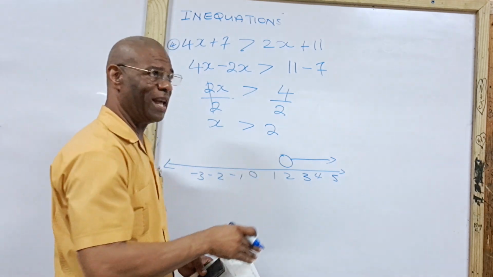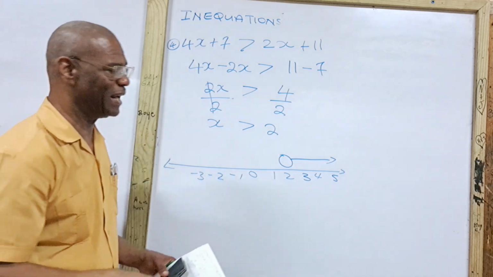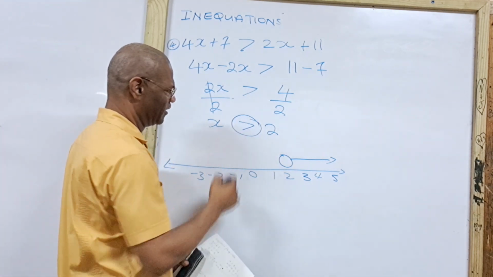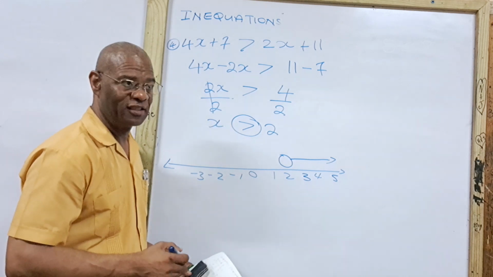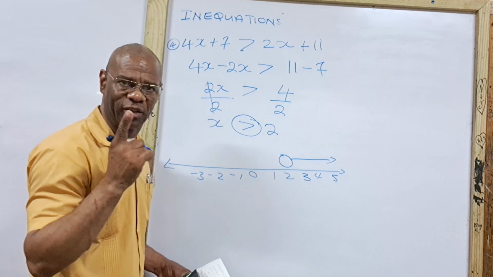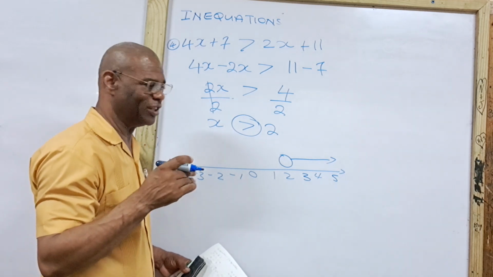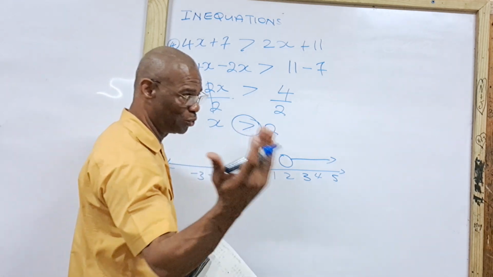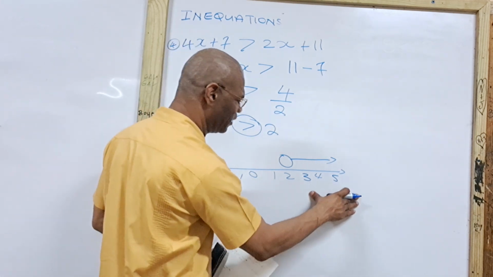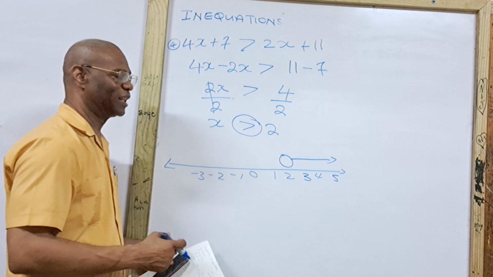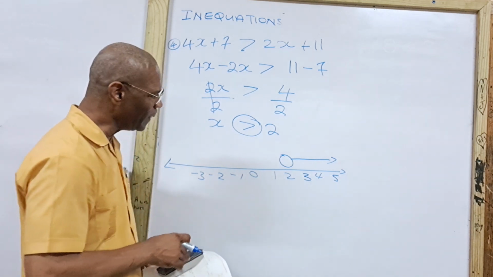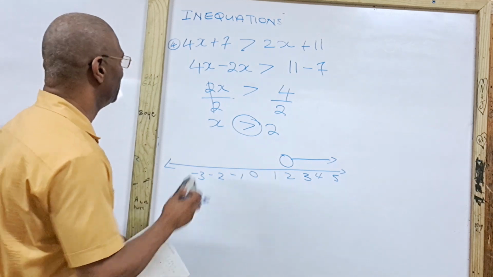To represent it on the number line, we notice that this says greater than. So it means that 2 will not be included in the solution set, because the numbers must be greater than 2. So any one of these numbers to the right of 2 will satisfy the inequation or the solution set. So remember that. Now let's do one more.